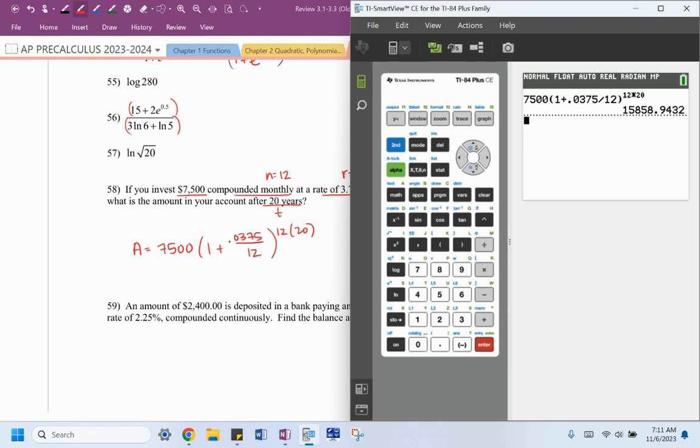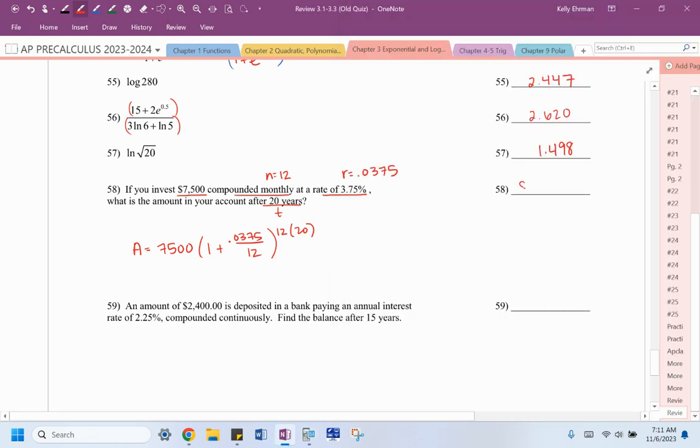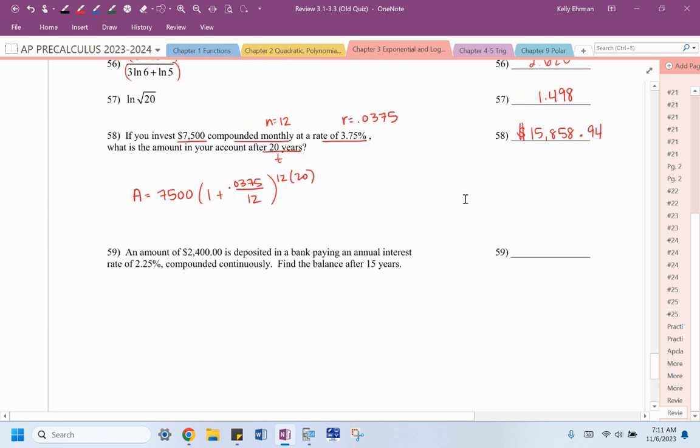So for this, I'm going to round to 2 places because we're talking about dollars and cents. So 15,858.94. Make sure you label it with dollars. We always have to label our answers.